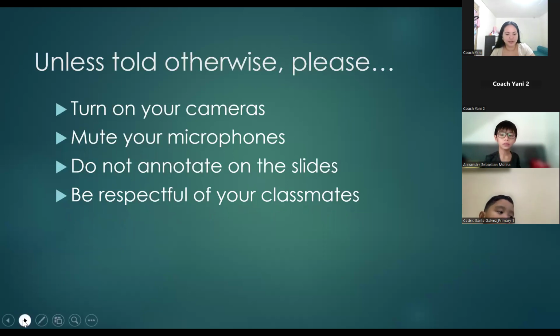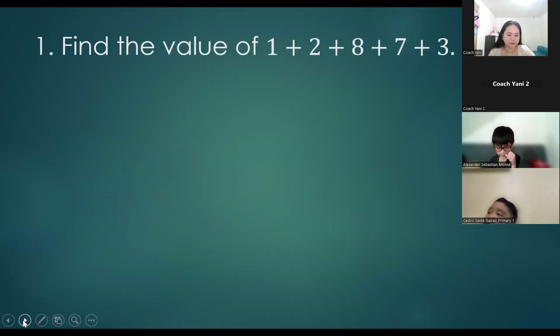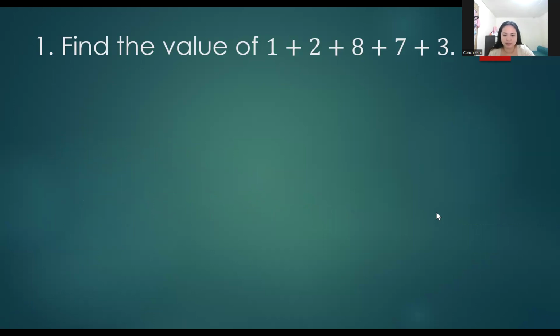Okay, let's start with section A. We have 3 sections here. Section A is the easy part or the easy questions. So this is 4 points each. Question 1, find the value of 1 plus 2 plus 8 plus 7 plus 3. So how would you solve this one?